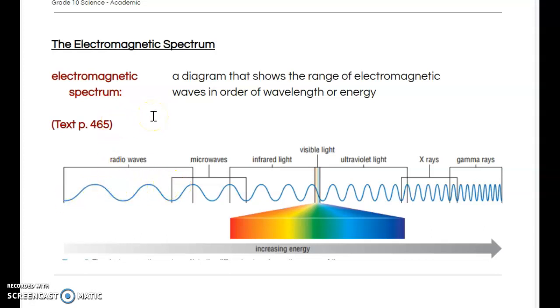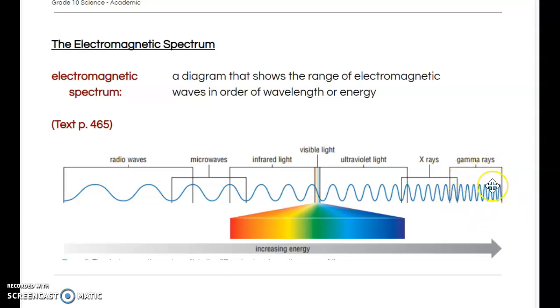The electromagnetic diagram shows the range of electromagnetic waves in order of wavelength or energy. You remember how I said the shorter the wavelength, the more energy there is? Well, this is an example of it. Radio waves do not have a high frequency or a high energy, so they're really long and large. As we move from left to right, we see that these wavelengths get shorter and shorter and shorter, until we get to gamma rays.